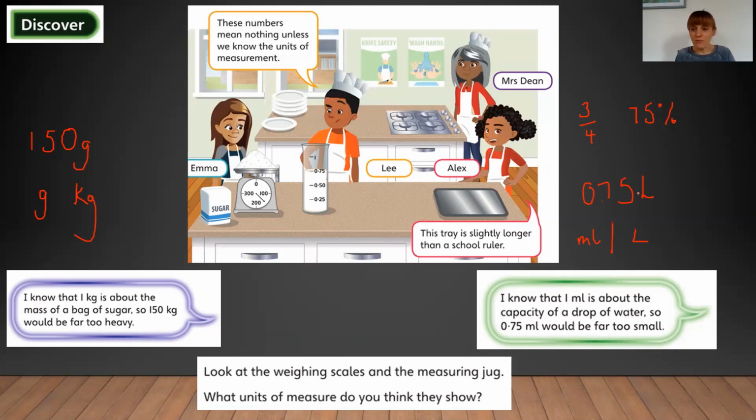You might want to do this at home today if you've got some weighing scales or a measuring jug, and see how many millilitres fit into your cup of tea. How many grams does a banana weigh? All those kinds of things. It might be a good reference when you're estimating further down the line.